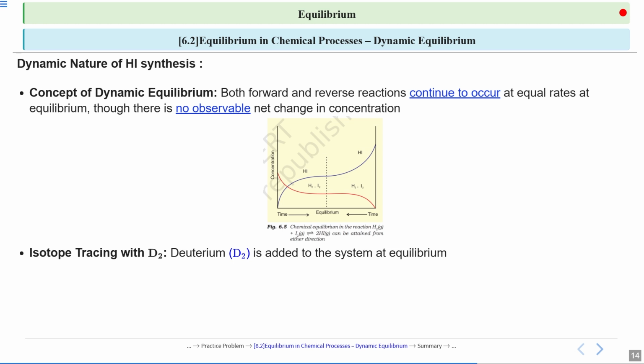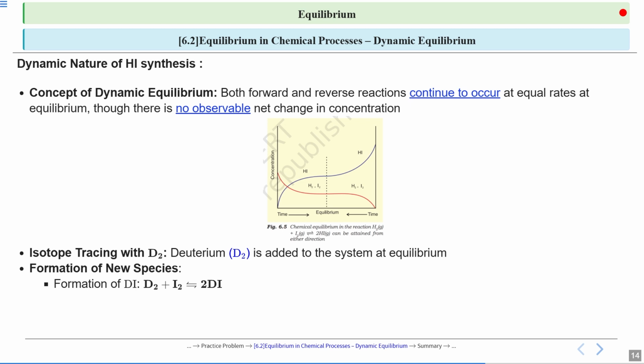After attainment of the equilibrium, suppose the equilibrium is attained, then we add D2 to that equilibrium system. Now, as soon as you add D2, what will happen? You will see that D2 and I2 are reacting. But D2 is simple deuterium, right? So it should not react. If the equilibrium process says that the process is not going any further, it shouldn't take part in the reaction, because hydrogen has already attained equilibrium along with the iodine.